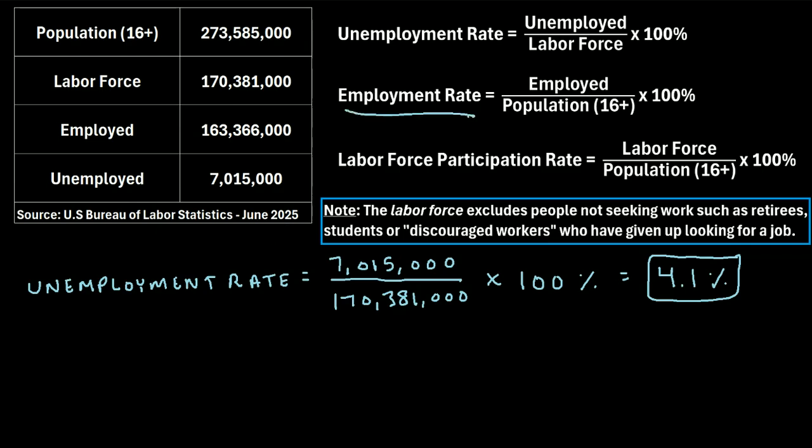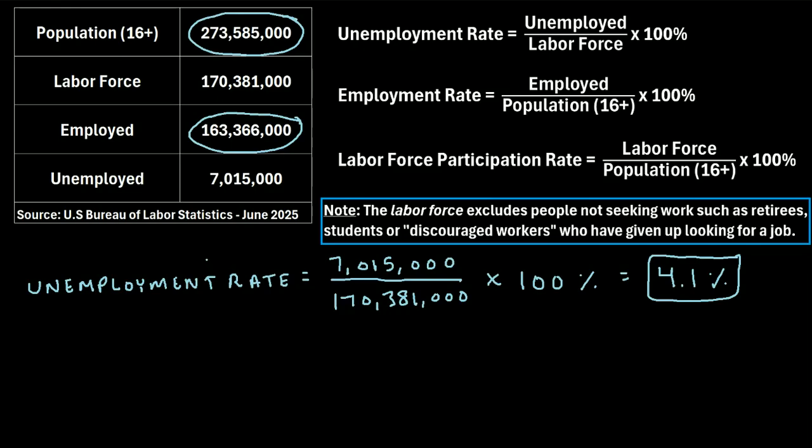Now, to calculate the employment rate, that's calculated as the number of employed individuals divided by the population of individuals that are 16 years or older. So notice that when we're calculating the employment rate, the denominator that we're using is different than the unemployment rate. So the employment rate is showing the percentage of the entire population that is 16 years or older that is currently employed. So to calculate that, we'll just take the number employed divided by the population.